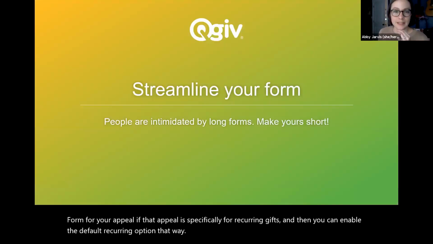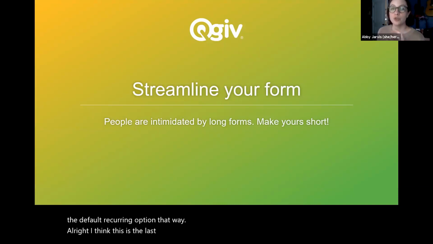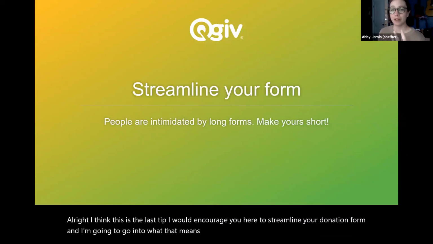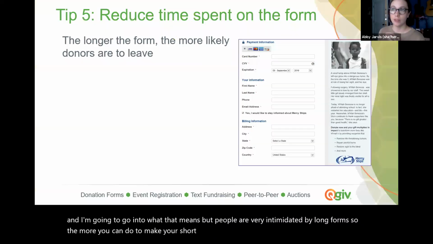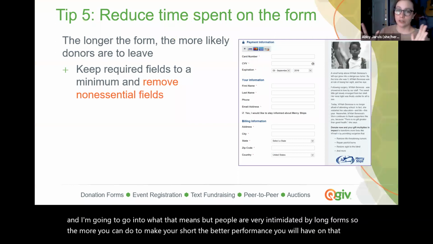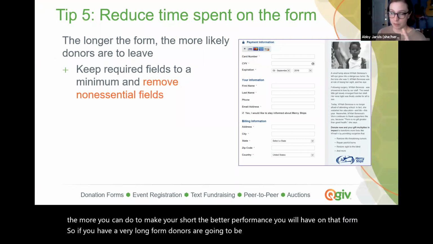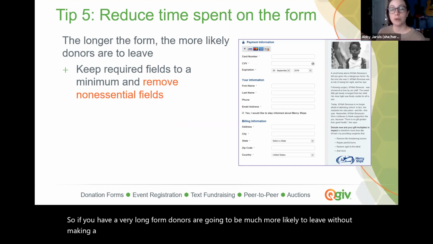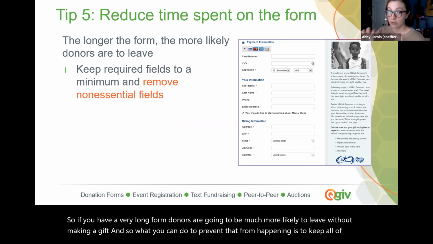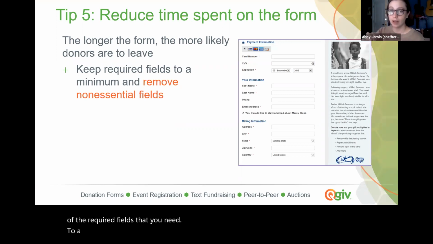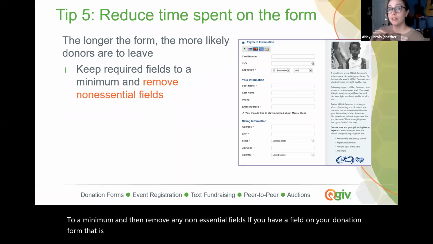All right, I think this is the last tip. I would encourage you here to streamline your donation form, and I'm going to go into what that means. But people are very intimidated by long forms. So the more you can do to make yours short, the better performance you will have on that form. So if you have a very long form, donors are going to be much more likely to leave without making your gift. And so what you can do to prevent that from happening is to keep all of the required fields that you need to a minimum and then remove any non-essential fields. If you have a field on your donation form that is not necessary for you processing that donor's gift, it can be removed and probably should be.